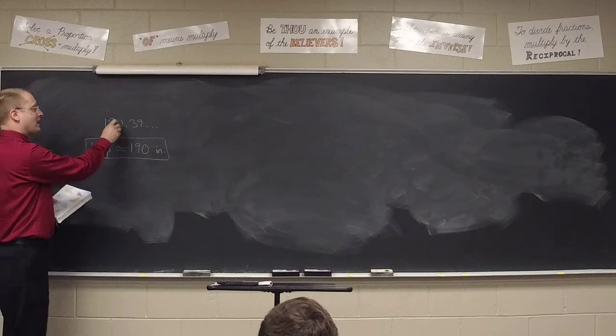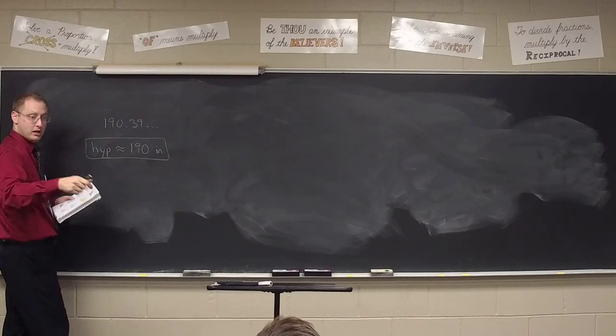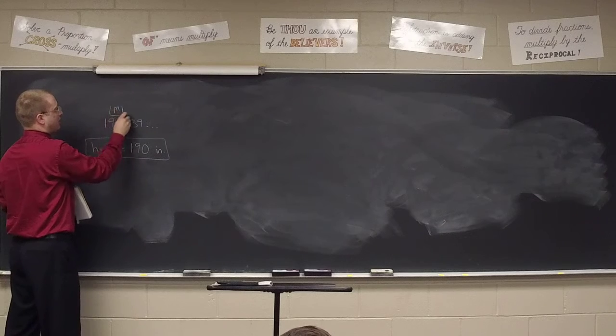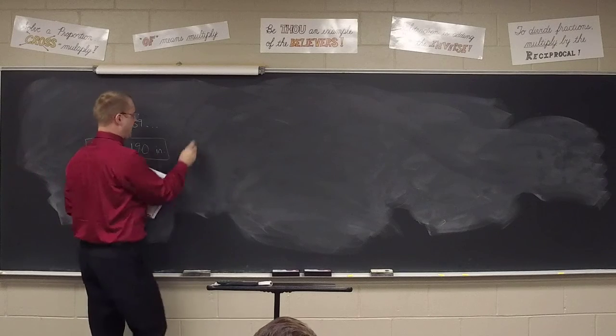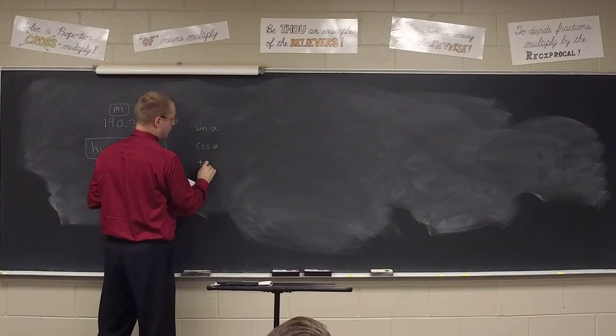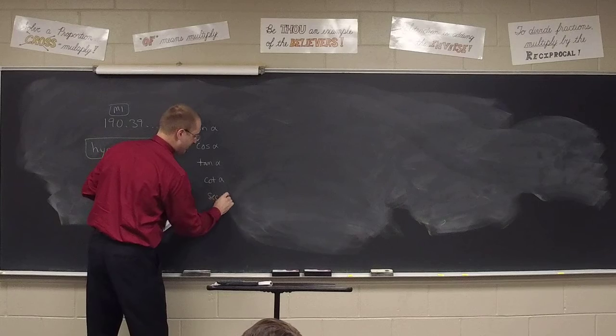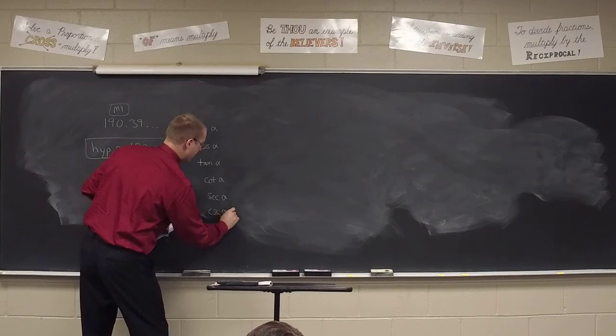All right, now that we've got it, though, we're not going to use the 190. We're not even going to use 190.39. We need to put this in the memory of the calculator. And we're going to use that to find the sine of alpha, the cosine of alpha, the tangent of alpha, the cotangent of alpha, the secant of alpha, and the cosecant of alpha.